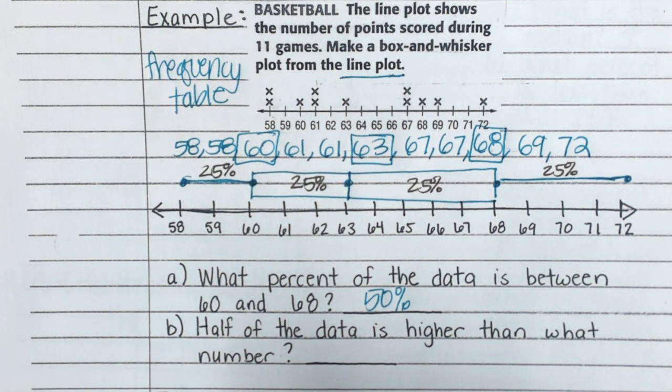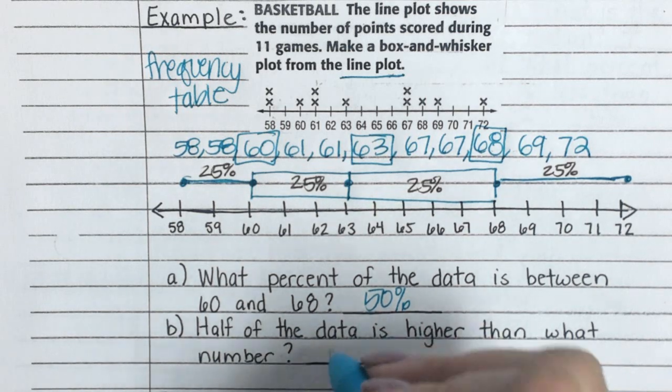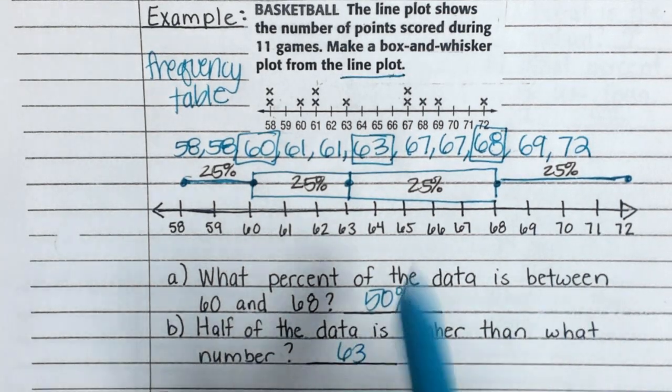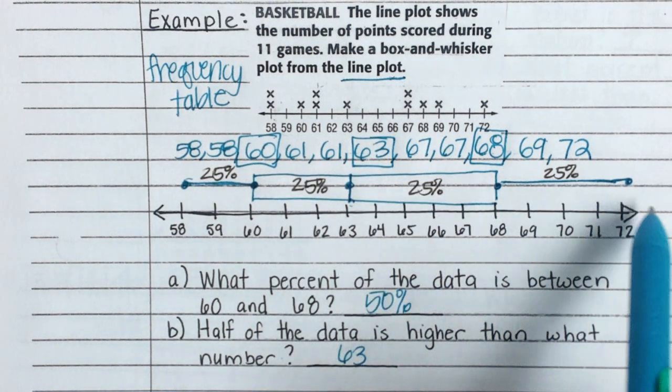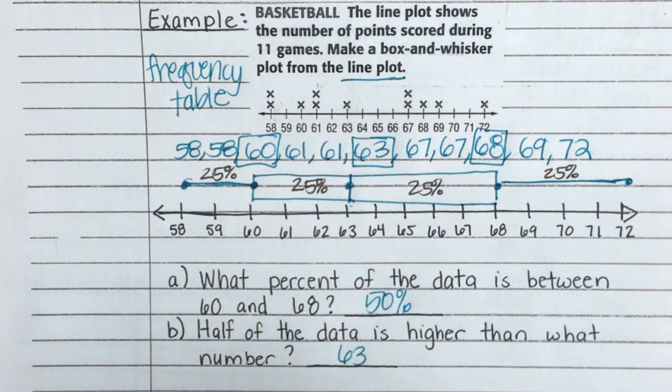All right, half of the data is higher than what number? 63. Again, median is the middle, so half of it is higher than 63. Did you have a question?